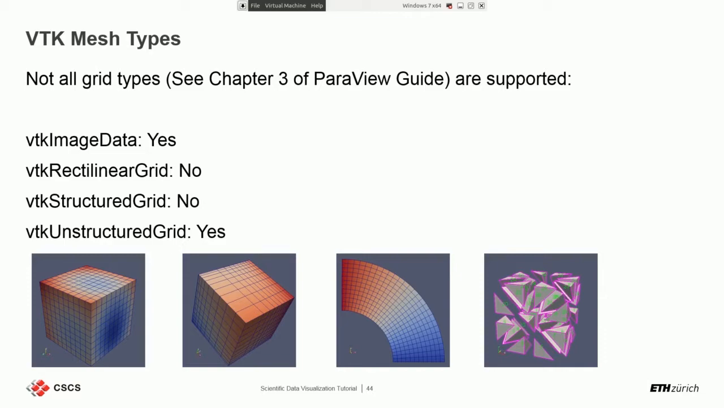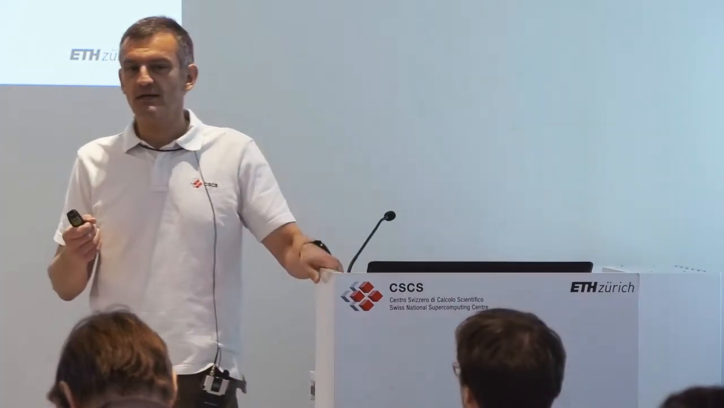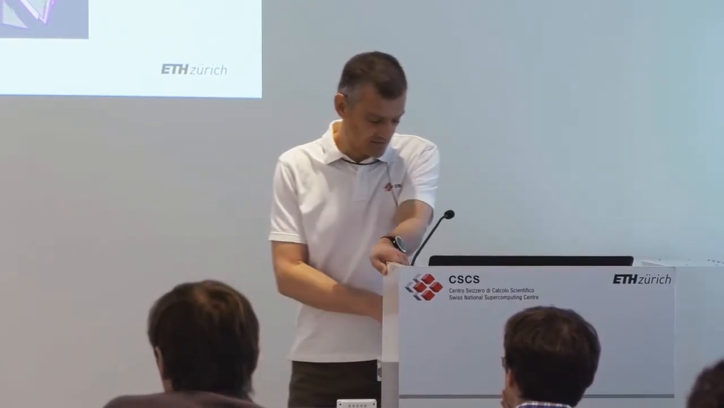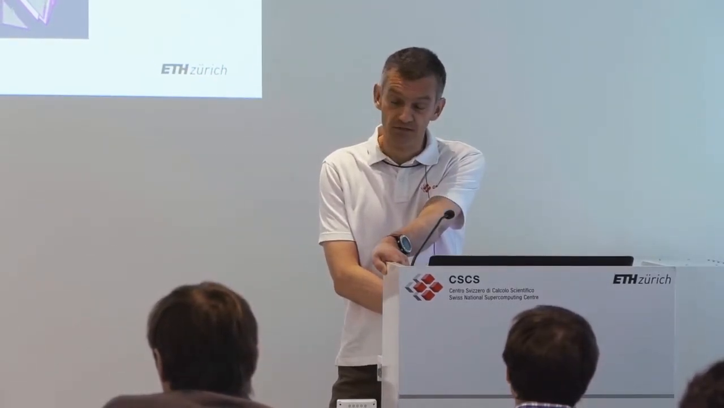VTK rectilinear grids, which would be this, that doesn't work. You cannot volume render. It's not implemented currently. Structured grid, no. Unstructured grid, yes. I say yes with some hesitation. The standard ParaView volume renderer is very poor, very slow. Don't use it. The great strength of the NVIDIA plugin is that it can do real-time unstructured grid volume rendering, and I'll demonstrate that. So there is really an immense benefit to using the NVIDIA plugin.